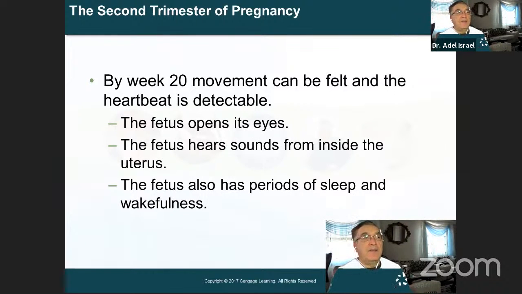The fetus also has periods of sleep and periods of wakefulness. So sometimes the mother cannot sleep well. Why? The baby is like playing football while she is sleeping, but sometimes the baby is completely quiet. So when the baby is quiet, it means he is asleep. When the baby is more active and makes movement, he is awake. So this is detected by the age of 20 weeks.